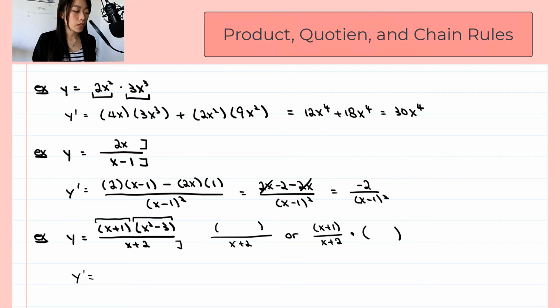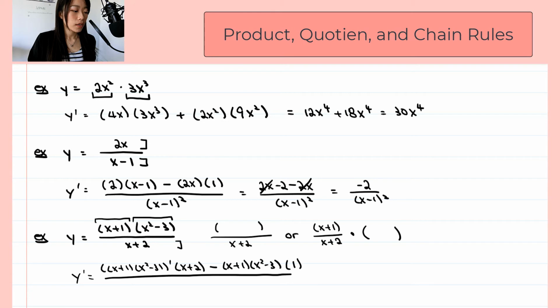So y prime equals the derivative of the numerator times the denominator x plus 2, minus the numerator times the derivative of the denominator, which is 1, over the denominator squared, which is x plus 2 squared.